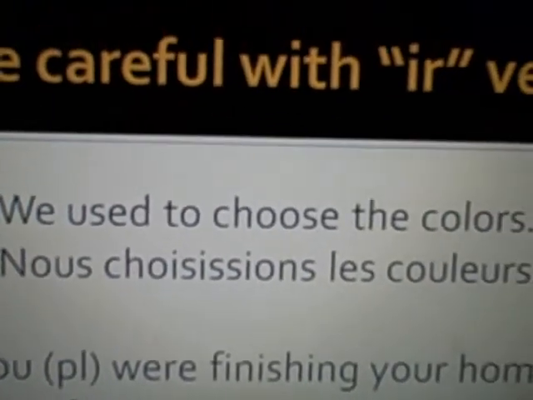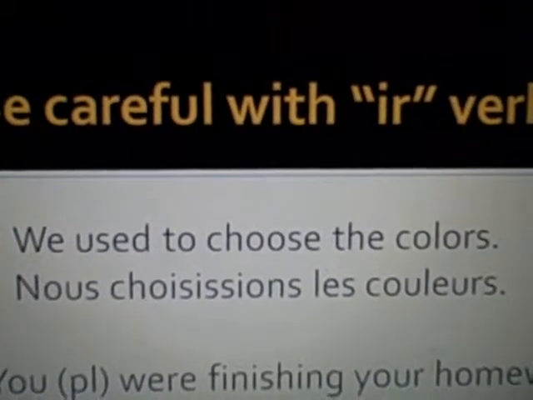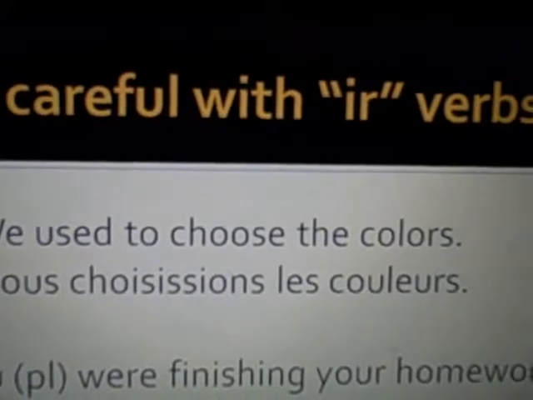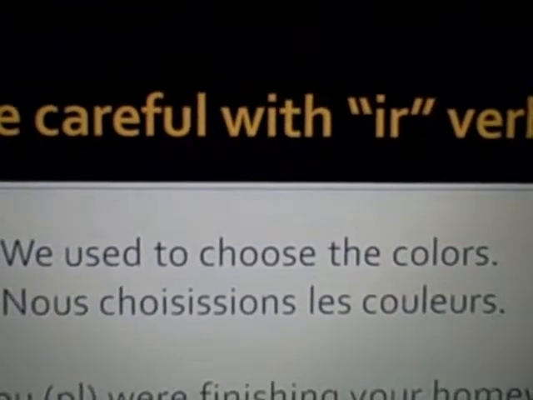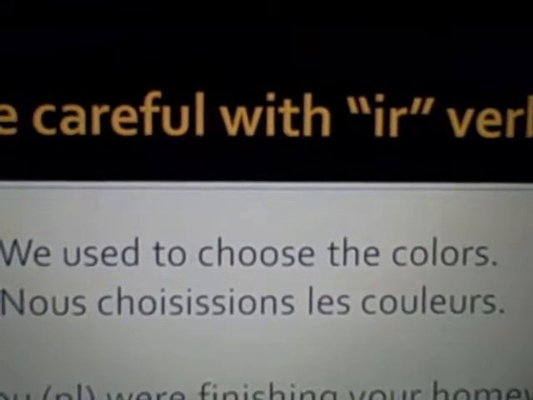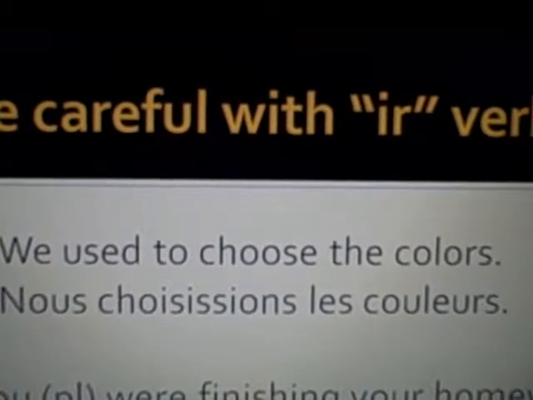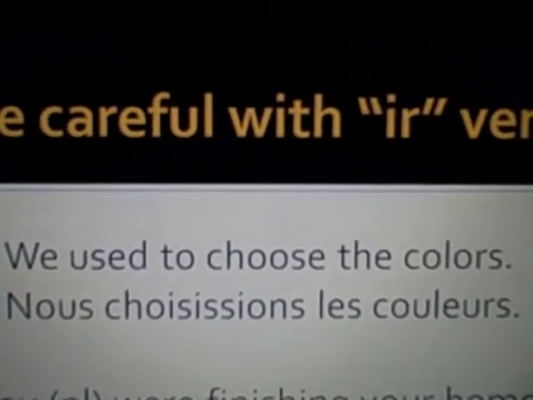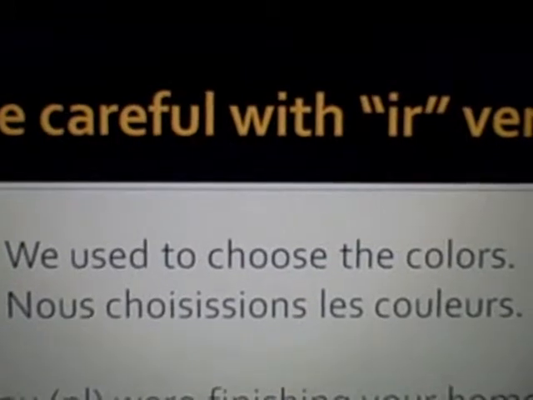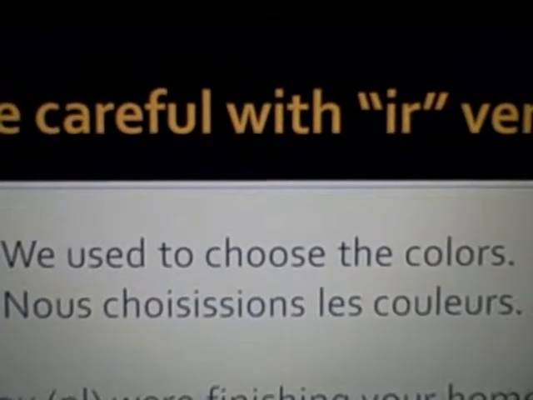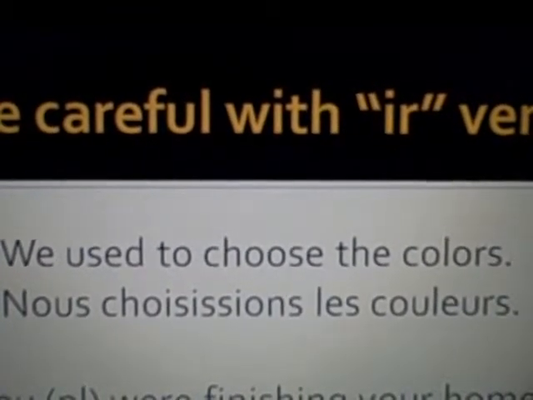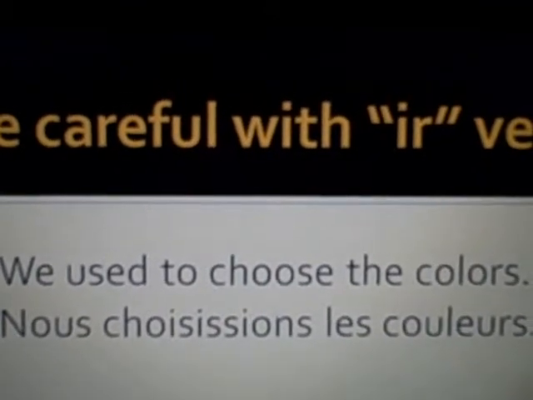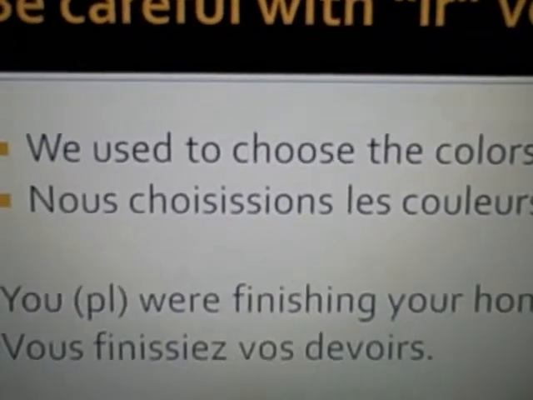Here are a few more examples. The sentence, we used to choose the colors. Nous choisissions les couleurs. Notice a lot of ISS in there. That's because the nous form of choisir is nous choisissons. Take the ONS off of choisissons, we have choisiss. Add an IONS on there, choisissions.